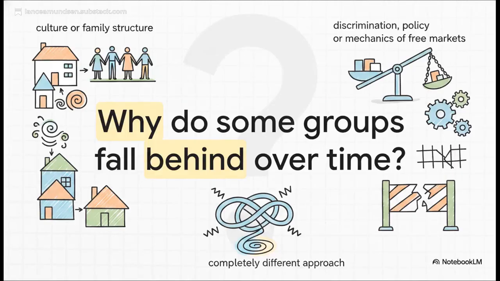So, when we ask why some groups fall behind, you've probably noticed that the conversation almost always falls straight into a highly charged blame trap, right? Some folks will immediately point to things like culture or family structure. Others point to discrimination, policy failures, or just the cold mechanics of free markets. And hey, while each of those might capture a piece of the puzzle, none of them really describes the underlying mechanisms, like how disadvantage actually compounds on a structural level.